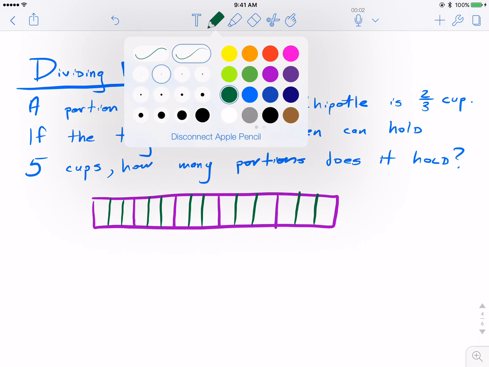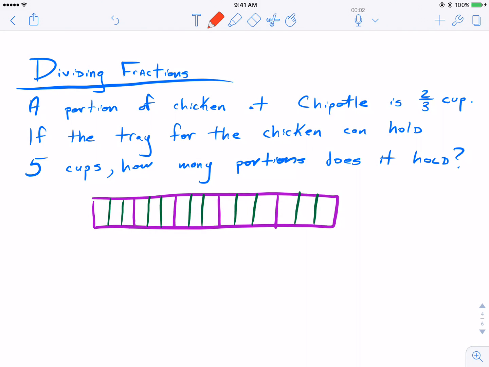What I'm going to do is kind of highlight or mark off every time a portion is being represented. So a portion is 2/3 of a cup, meaning there should be 2 of these skinny rectangles, because one of the big rectangles was 1 cup. I put 5 of them all together. I split them up into thirds. So 2 of them should make up a portion at a time.